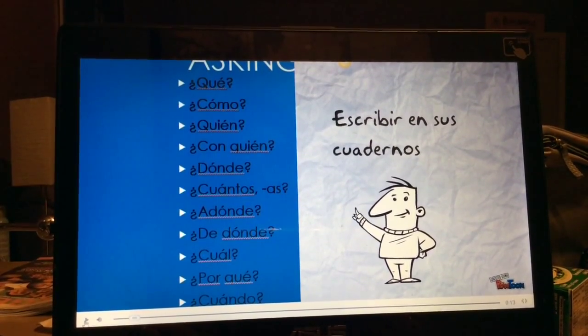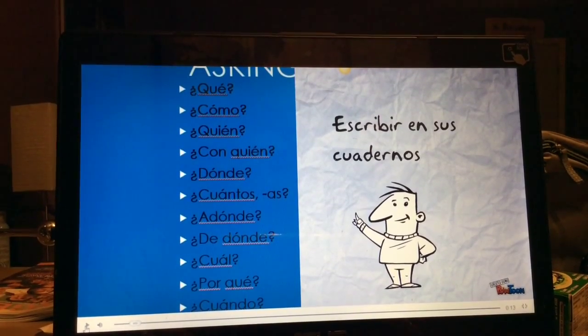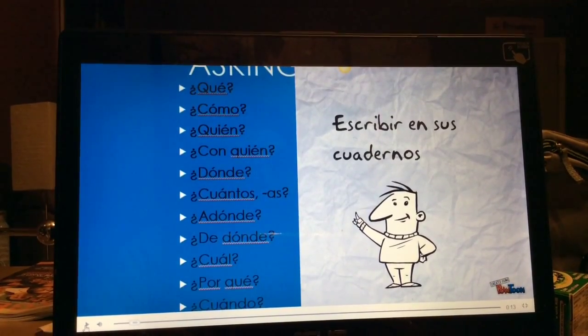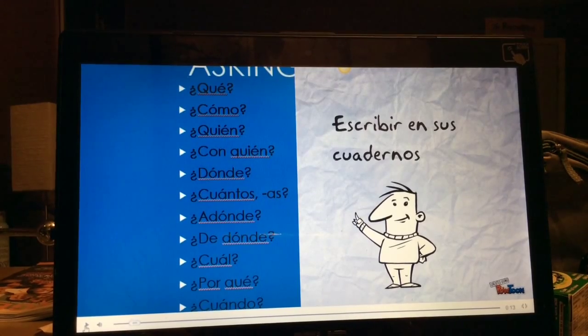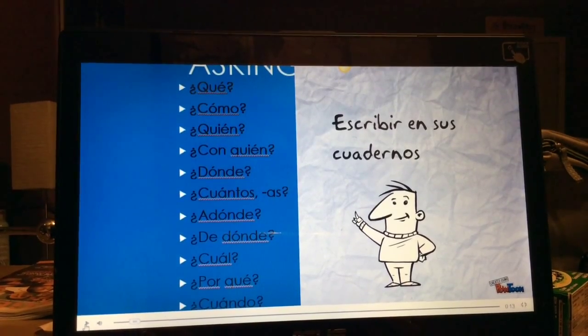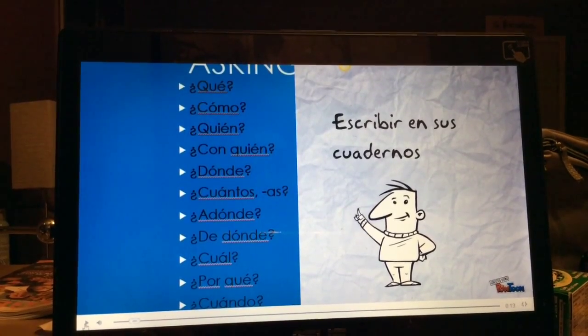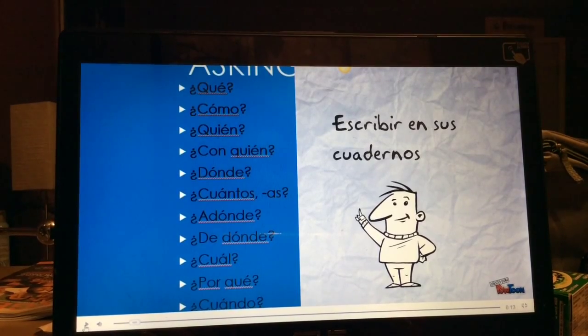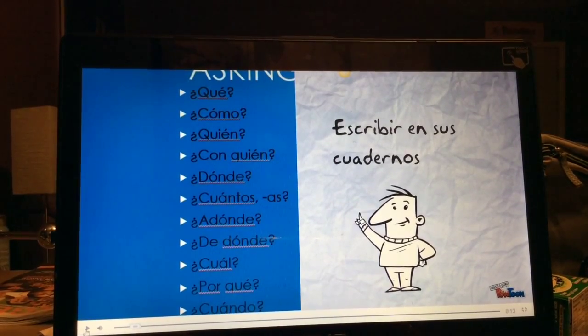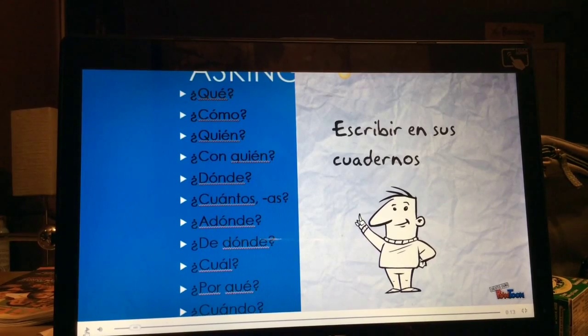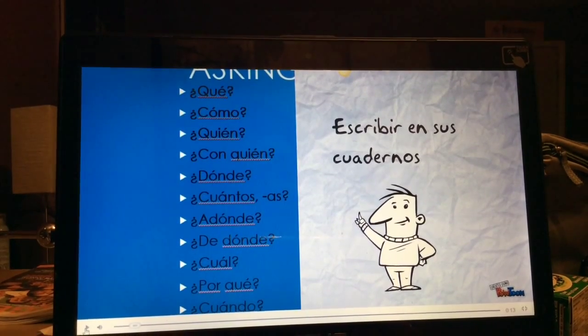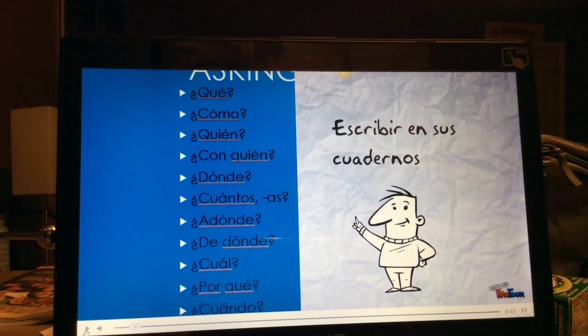Escribir en sus cuadernos las palabras interrogativas. Also, make sure that you notice that every interrogative word does have an acento in every single word. So every interrogative word does have an accent mark. Make sure you write these in your notebook.